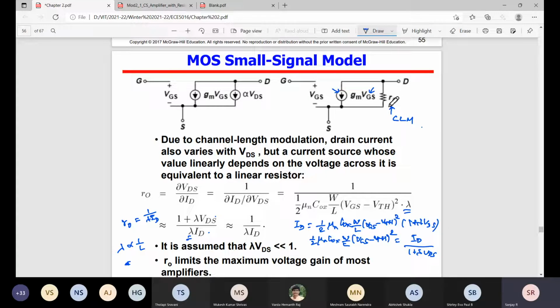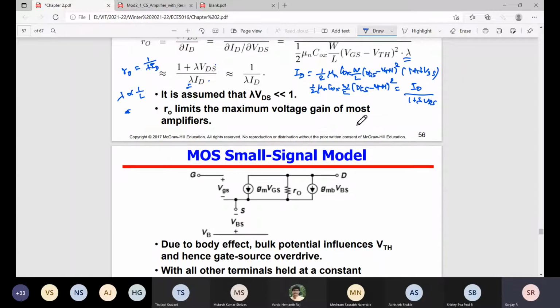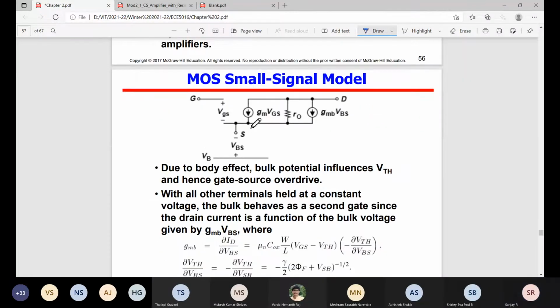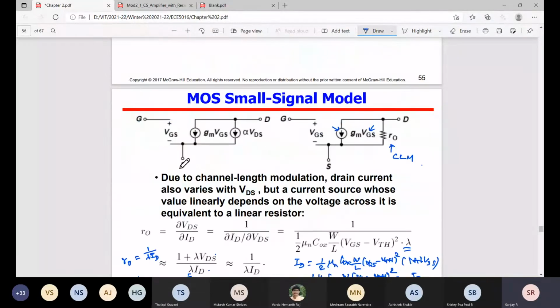So what is the other non-ideality? The body effect. You know the body effect will vary the threshold voltage. Due to the varying threshold voltage, there will be additional current, in terms of the small signal model, additional small signal current. So how to represent the body effect in this small signal model? The body effect means source bulk voltage. In the small signal model we analyze all voltages with respect to the source terminal, because the source terminal is the reference node.